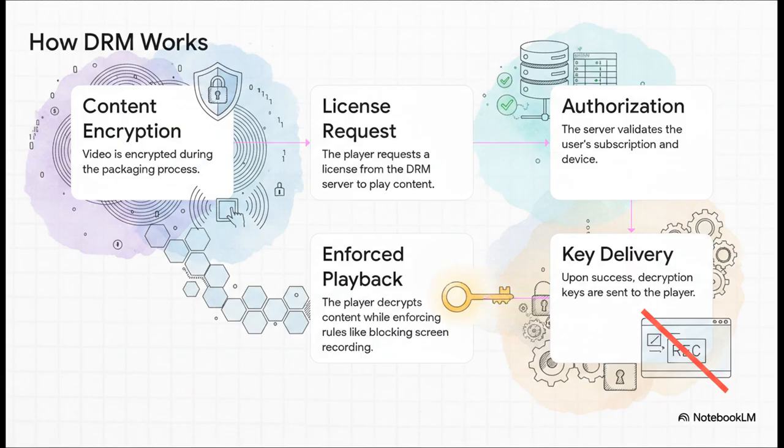So how does this actually play out? It's this incredibly fast dance that happens in just milliseconds. First, the content itself gets encrypted. Then, when you press play, your device sends out a request for a license. A server on the other end checks, hey, is this a real subscriber? Is this an approved device? If everything checks out, it sends back the decryption key. And only then can your player start the video, all while actively trying to enforce rules like blocking screen recording.